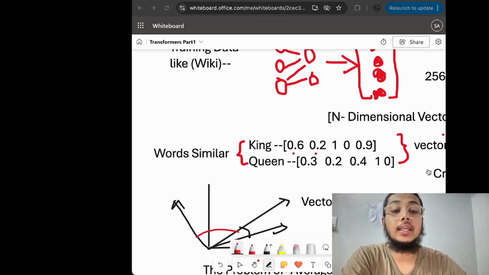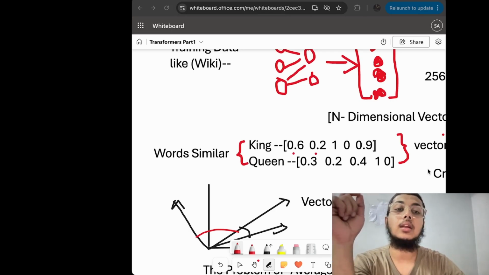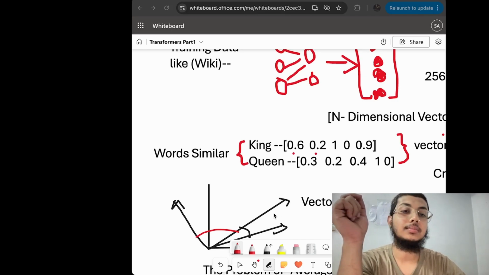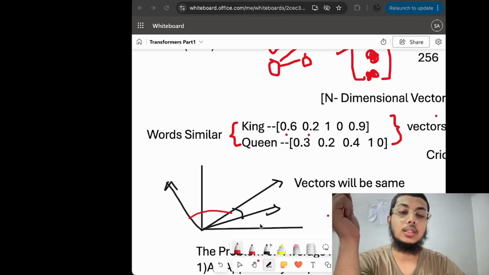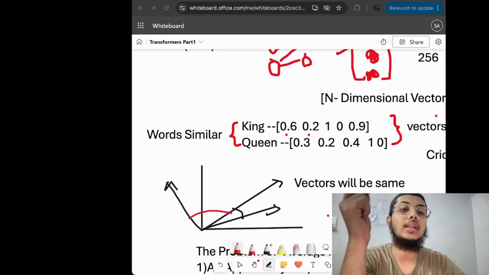Now, the interesting thing is that since we are able to capture the semantic meaning, if two words are very similar, then their two vectors will also be very similar. And the geometric intuition behind this is that, obviously I cannot draw five dimensions here, but I am drawing only two dimensions, like you can see here. In this space, the vector of king and the vector of queen will be very similar. They will be around each other.